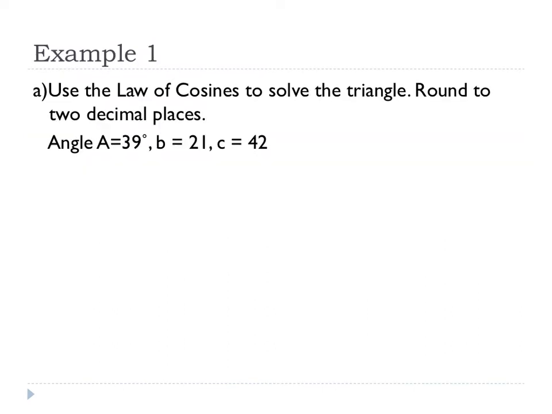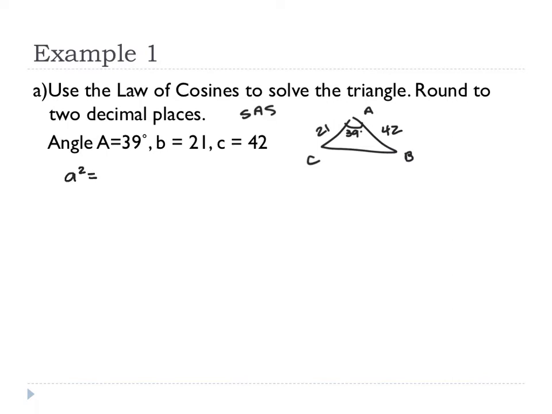All right, so this one says, use the law of cosines to solve the triangle, round to 2 decimal places. I have one of every letter. This is my side angle side. If you don't see it, draw it out. A, B, C, angle A is 39. Side B is 21. Side C is 42. That's the angle in between the 2 sides. Side angle side. So the first thing I'm going to do is find the missing side, which is A.